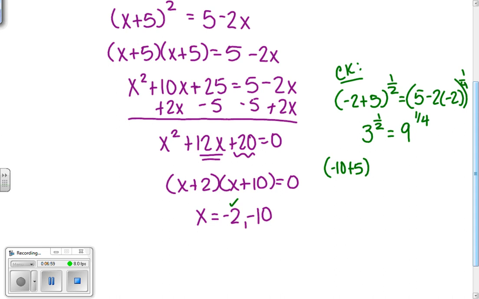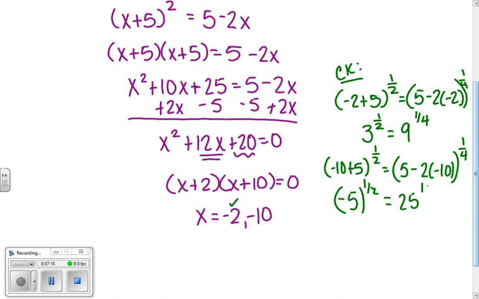I need to check -10. (-10 plus 5) to the 1/2 should be the same as (5 minus 2 times -10) to the 1/4. On the left, -10 plus 5 is -5. And on the right, 5 plus 20 is 25 to the 1/4. Take a second and look at that. -5 to the 1/2 is no solution. You can't take the square root of a negative number. And so this one is extraneous, only -2 checks.